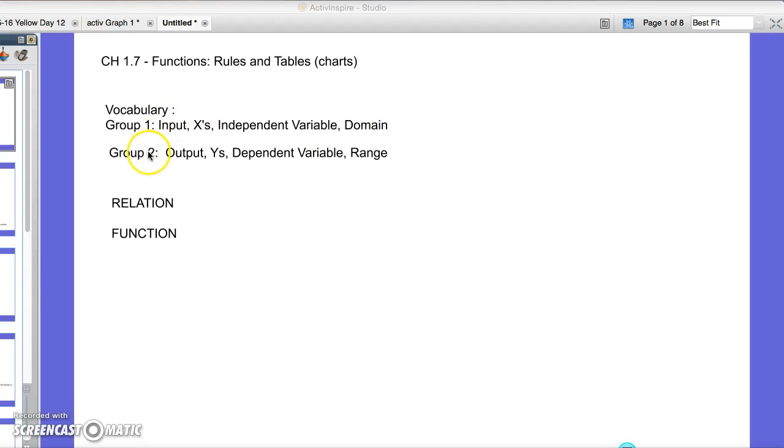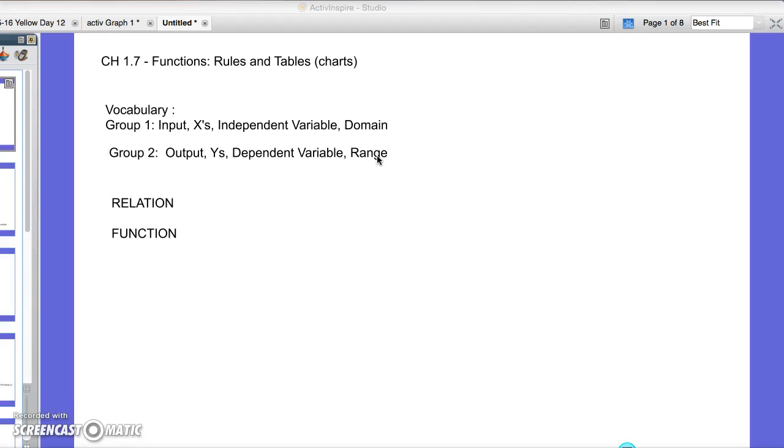The second group, you can see how these correspond to the first group, is the output. So if you have an input, there's an output. For the x's, there are y's. For independent variables, there are dependent variables. And for elements or parts of the domain, there are elements of the range.